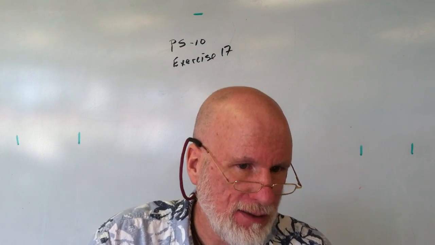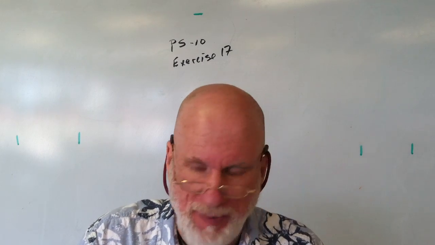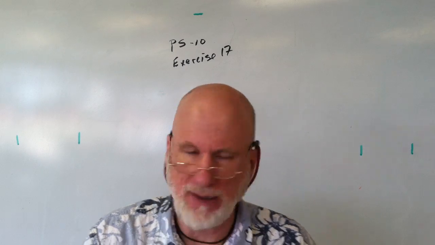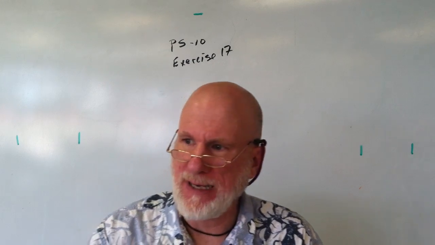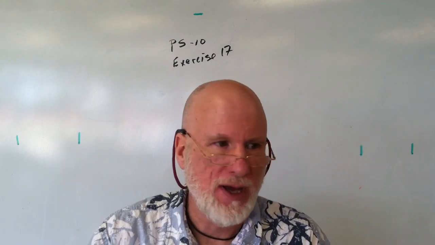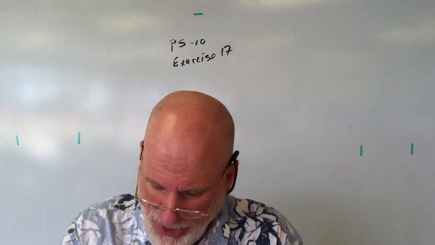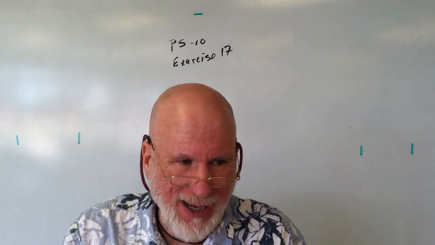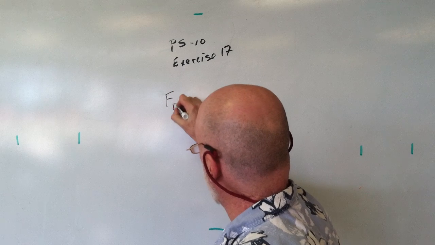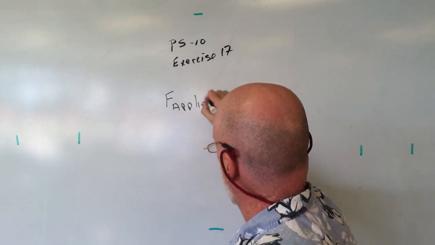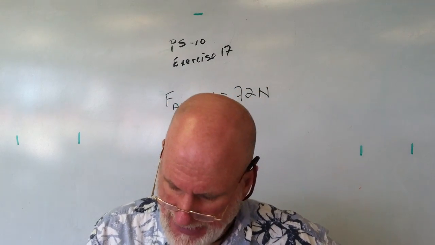Allegra's favorite ride at the Barrel of Fun amusement park is called the flying umbrella. The operator activates the ride by applying a force of 72 newtons. So the force applied is 72 newtons, okay?